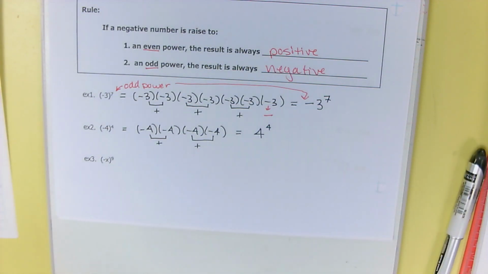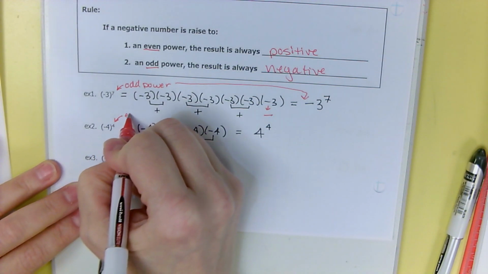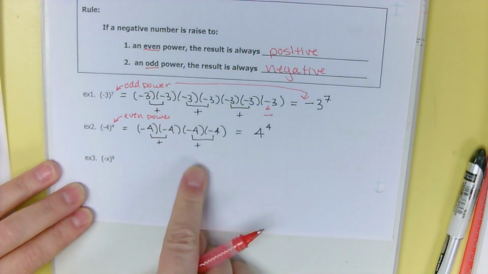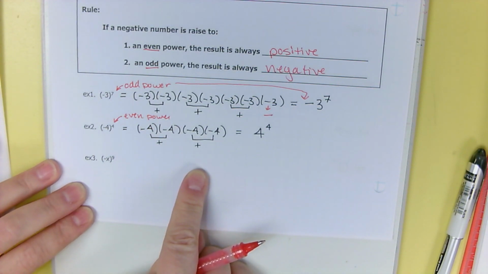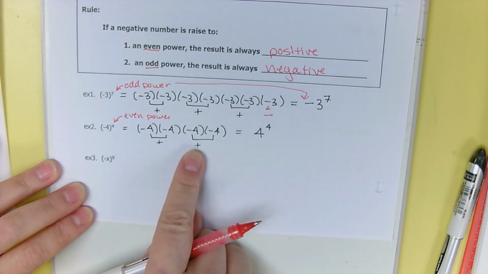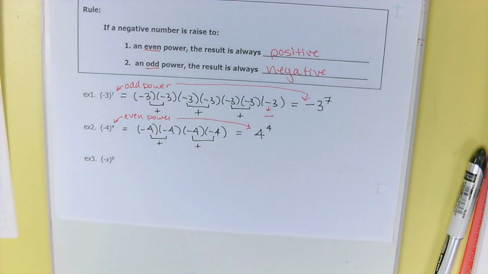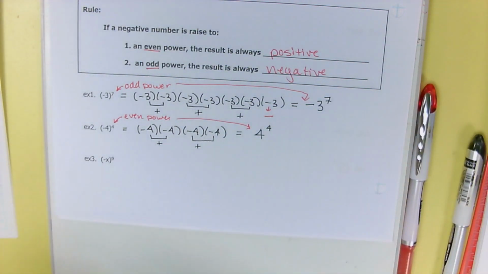Now again, that's time consuming. If you remember that a negative number to an even power means all of your negatives have a partner, if all your negatives have a partner, they're all going to multiply to be positive. Your answer is positive. So I think about it as even means everyone has a partner. People with partners are happy, they're positive.